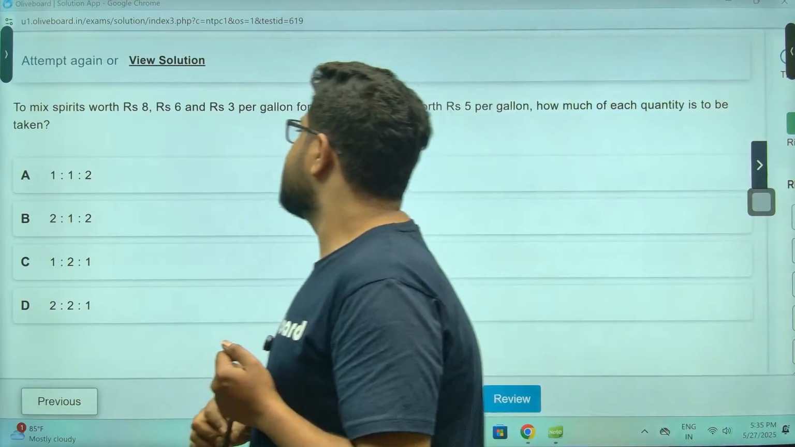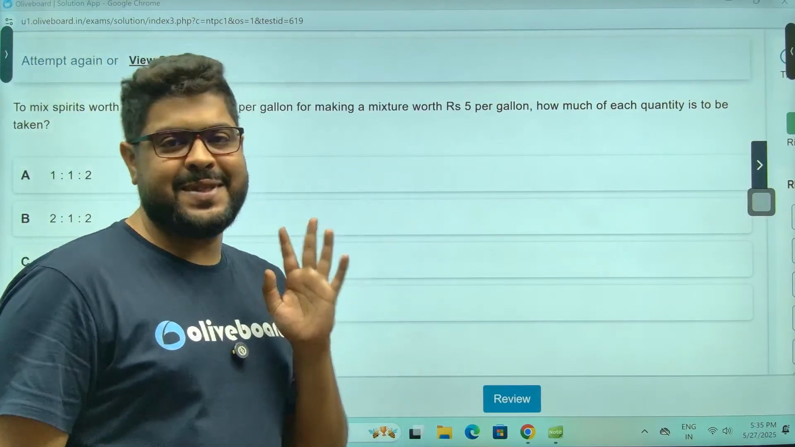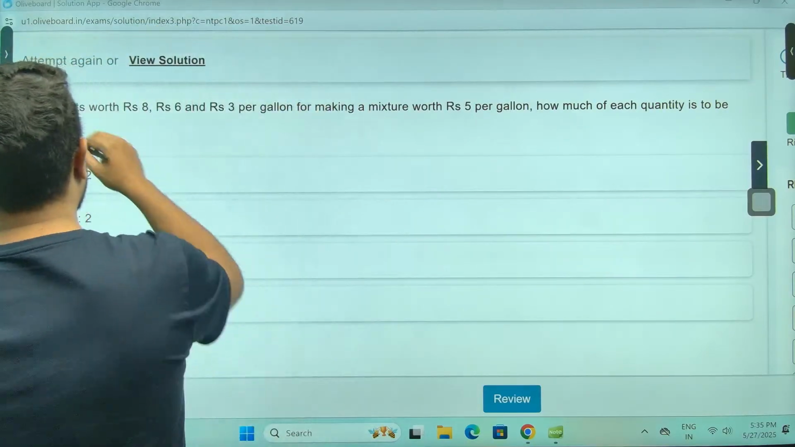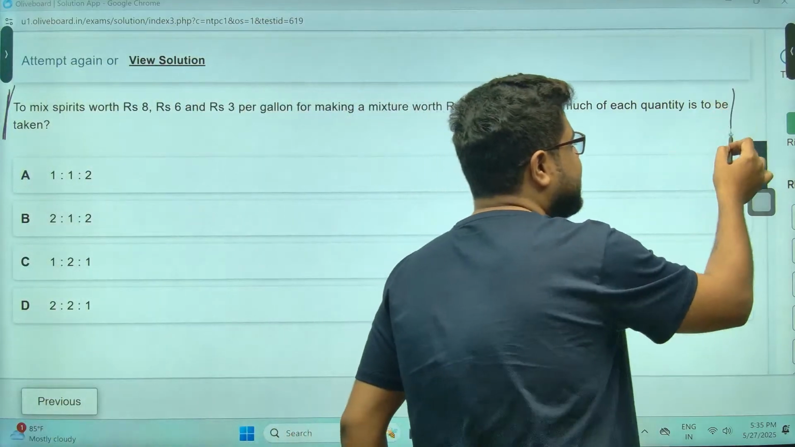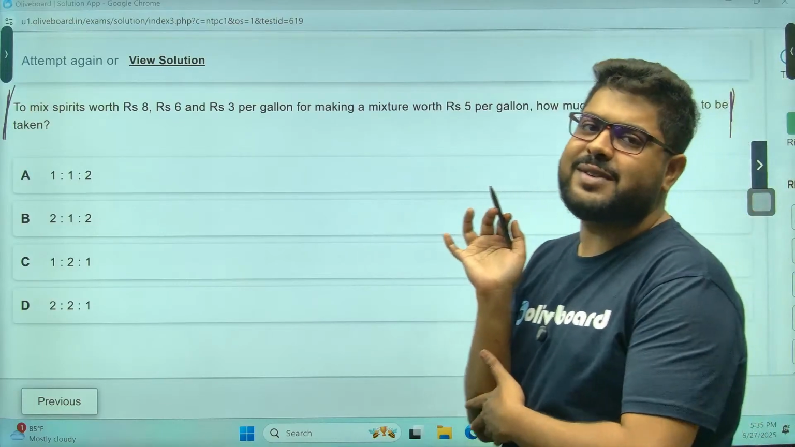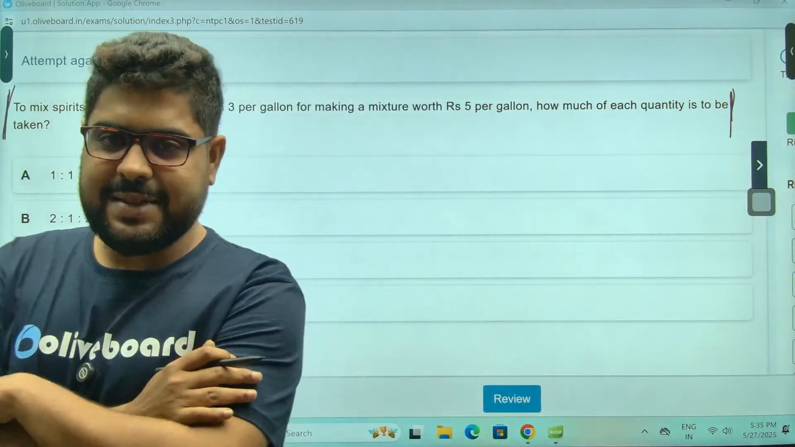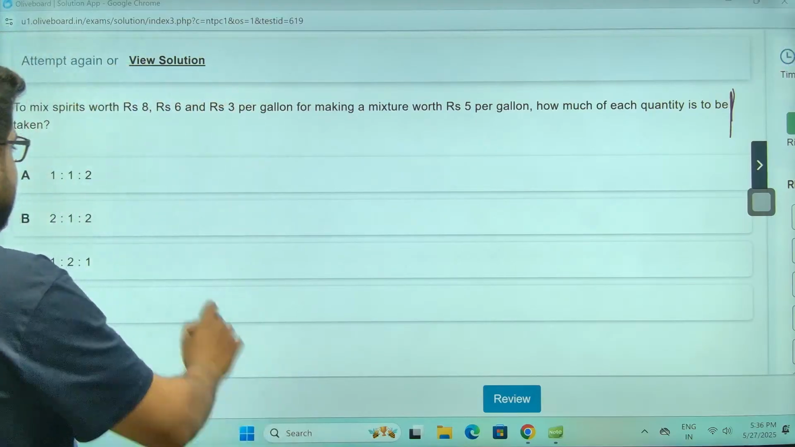Okay, three mixtures. Sir, use allegation twice in this situation. After a long time I've seen this question. My heart is happy, sir. I guess at least a couple of years. In these situations, you see the ratios are three ratios.